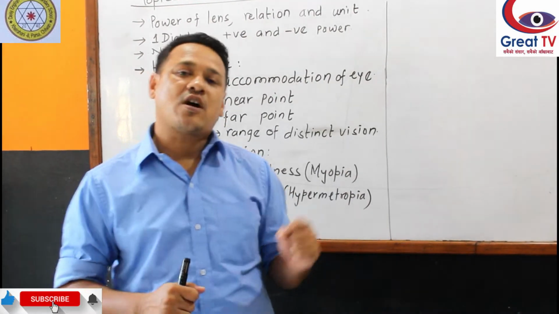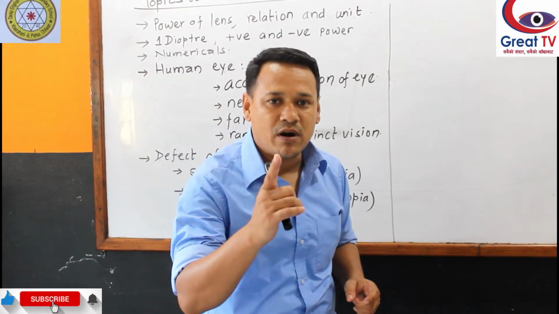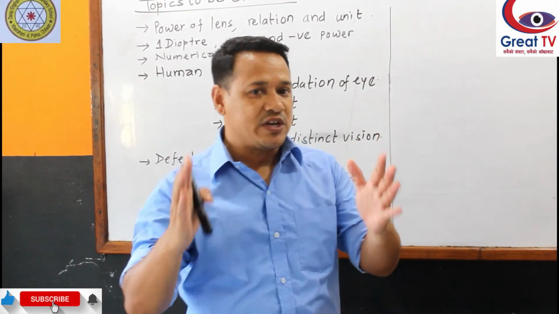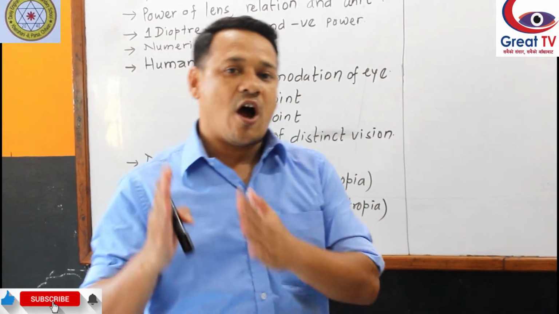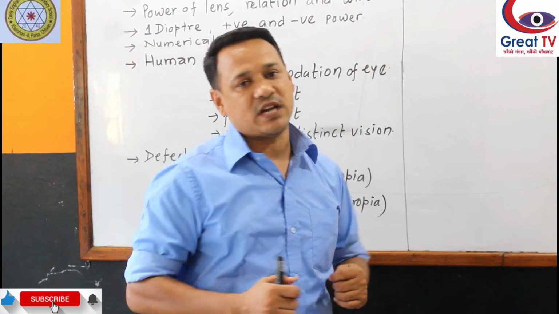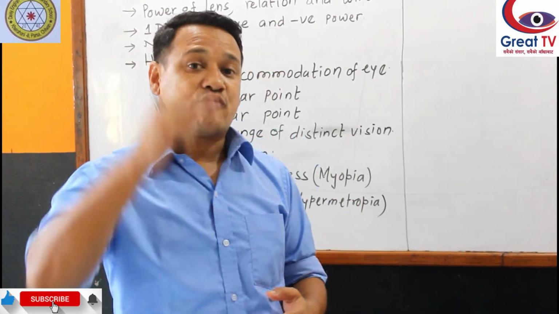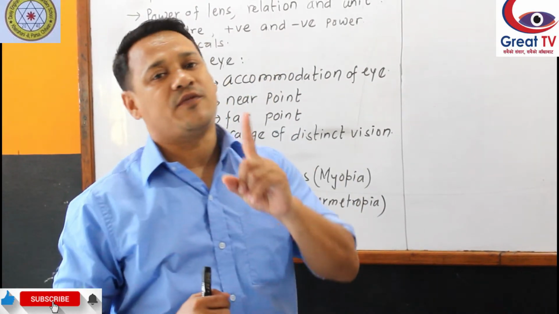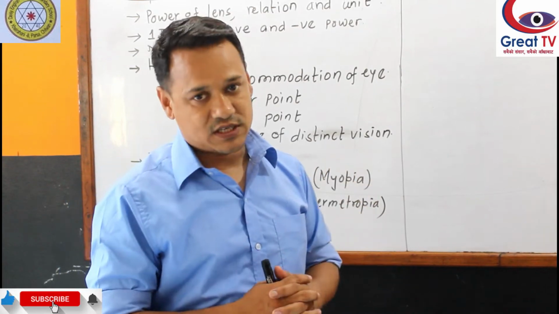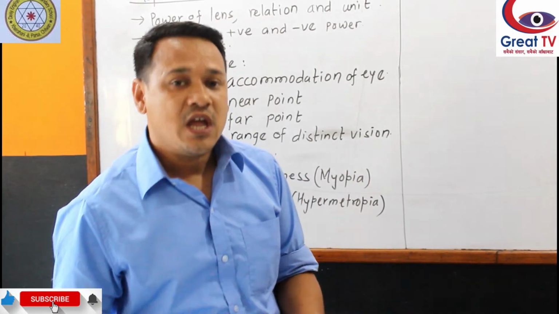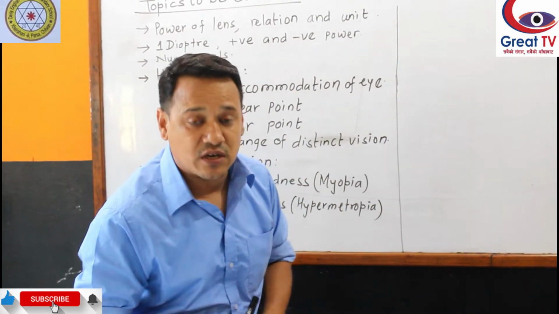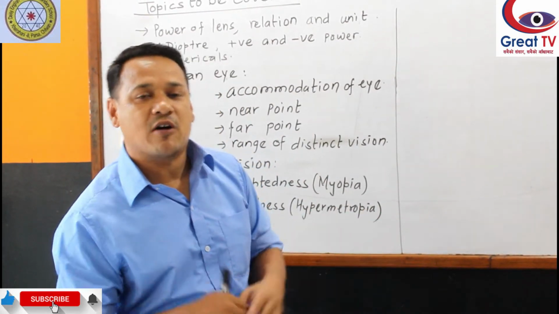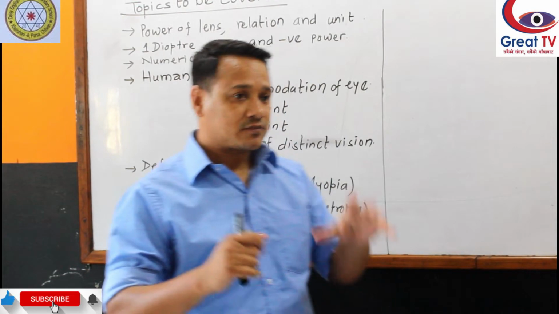Focal length, have you remembered, is the distance between the optical center and the focus point. Reciprocal of focal length of a lens is the power of lens. So you can define it any way. This is a very important 1 mark question: define power of lens.